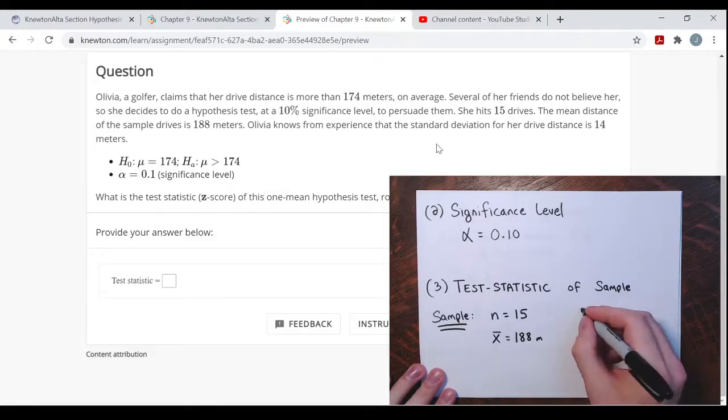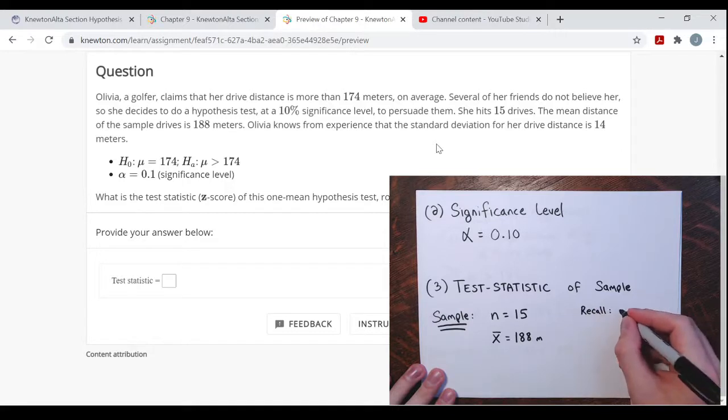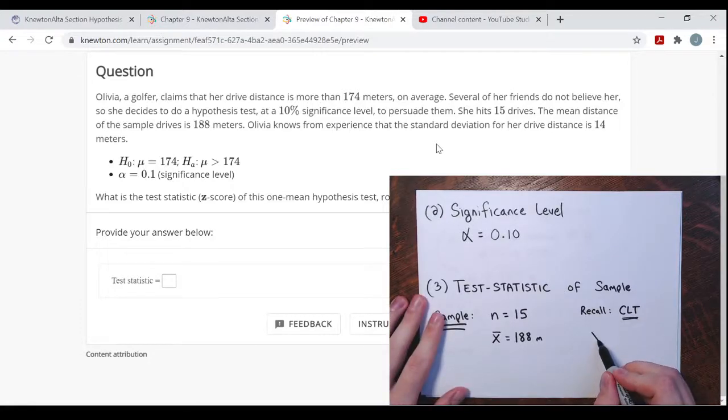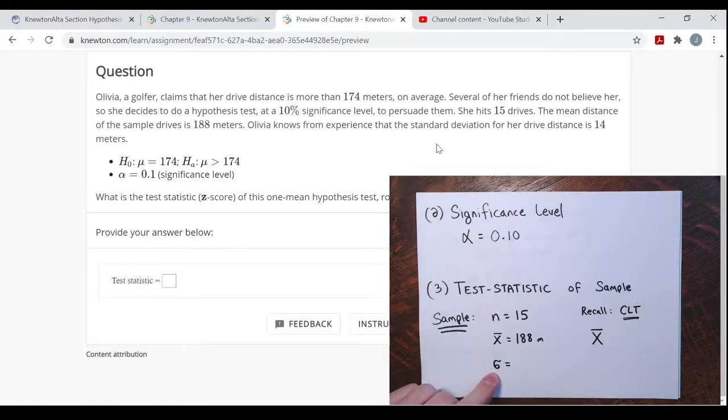Now, if you recall from the central limit theorem for means, CLT, remember the distribution of sample means. Since sigma is known, remember, they gave us sigma as well. It says that she knows from experience that the standard deviation for all her drive distances is 14 meters.